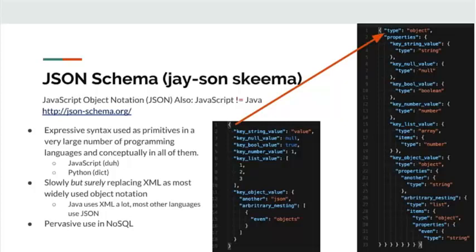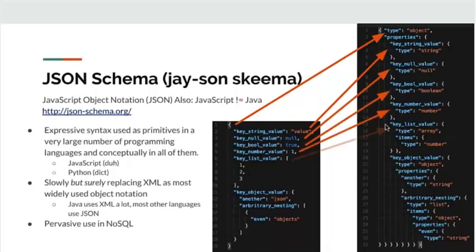Basically, this JSON-schema.org came up with a way to describe what a JSON is. So we have this simple JSON here, but we can basically say that, okay, this outer part is an object of type object, and it has the following properties. It has a key string value, which has a string, type of string. We have a key null value of type null, key bool value of type boolean, and so on, right?